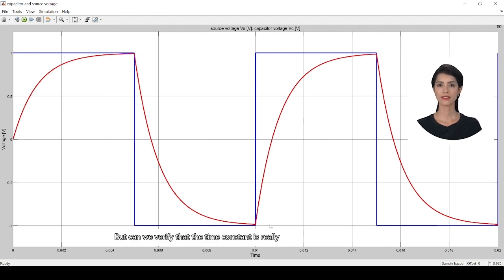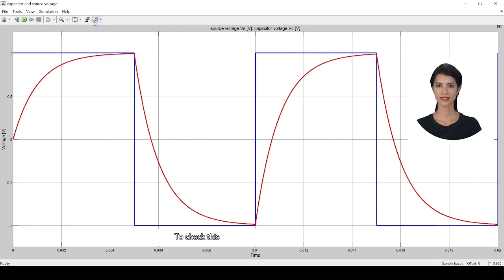But can we verify that the time constant is really 1 millisecond from this graph? Remember, when charging, after 1 time constant, the capacitor voltage should reach 63% of its final value. In this case, with a final value of 1 volt, the voltage at 1 time constant should be 0.63 volts.